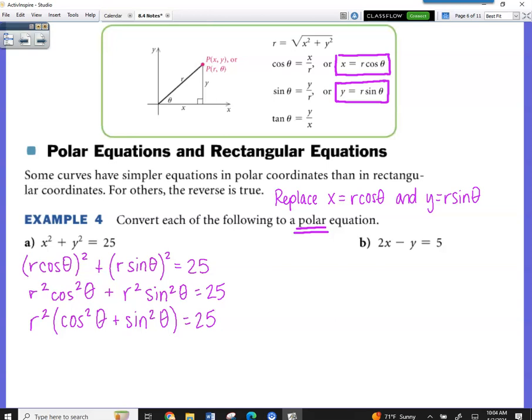Right here, where we have to call back on chapter 7. Remember, cosine squared plus sine squared is actually 1. So this whole thing is actually 1. So this is really r squared equals 25, square root, r is 5.